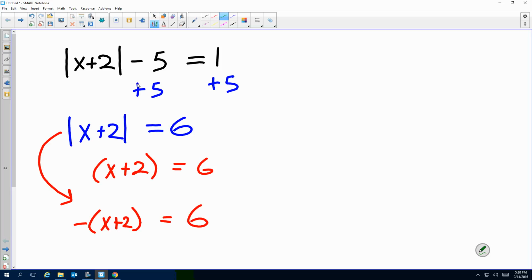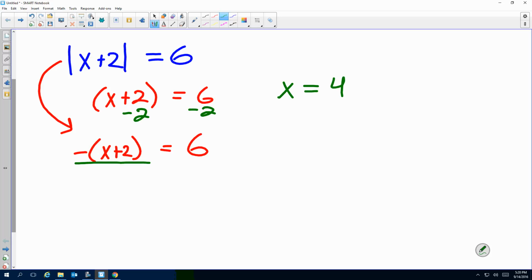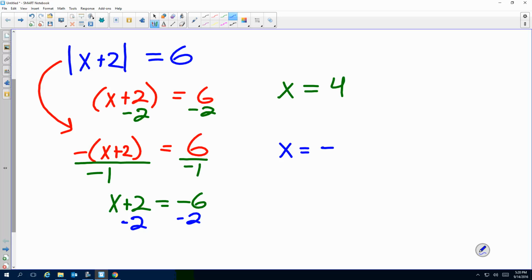Now, this first one obviously is pretty simple. We just want to take away the 2. So subtract 2, and we find that x is equal to 4. But the second one involves another step. We need to move this negative sign. We can do that by dividing by a negative 1 on both sides, giving me x plus 2 is equal to negative 6. We do this now, take away my 2, and we're going to find that x is equal to negative 8. And these are going to be our two answers.